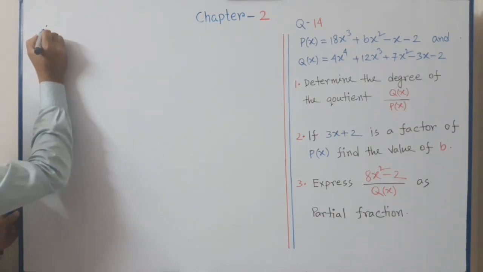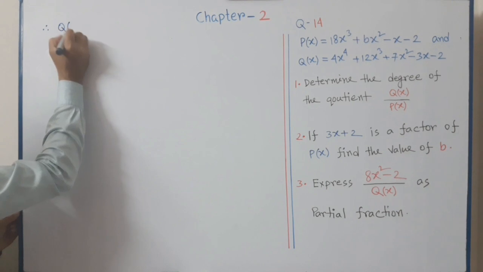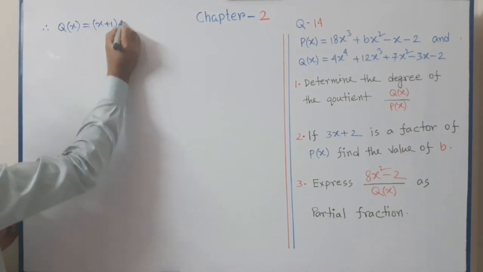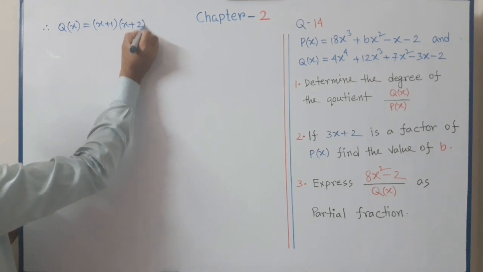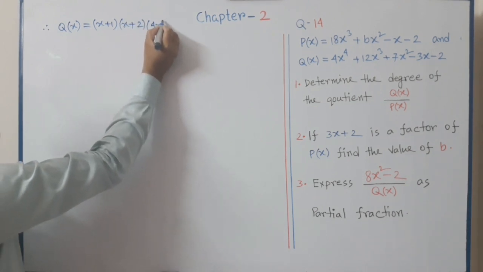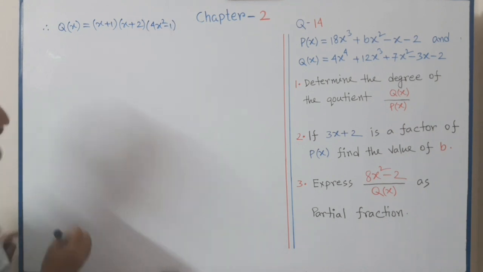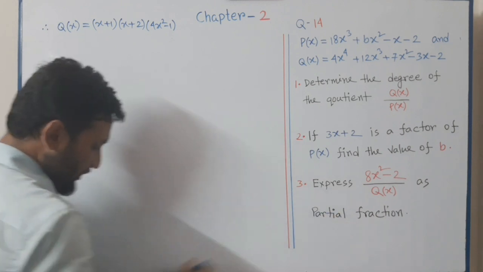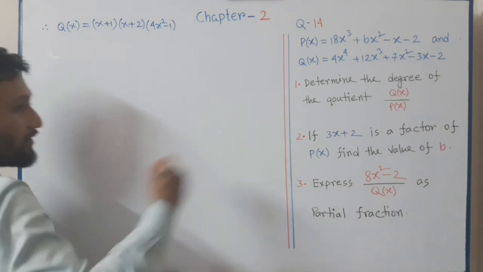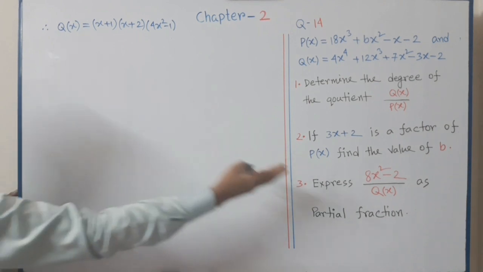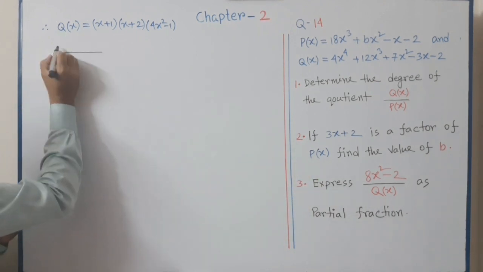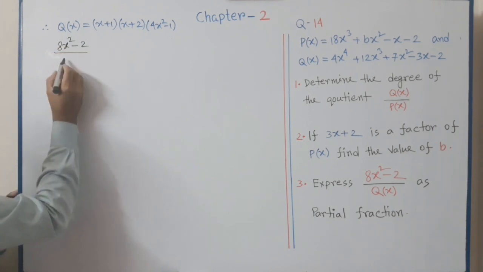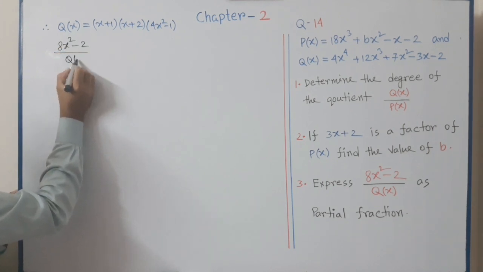Now by calculation we already got the factor form of q(x) is equal to x plus 1, x plus 2, and then 4x square minus 1. Okay, but we have to express this fraction as a partial fraction. So now write the fraction from the given question. Here see that 8x square minus 2 divided by q of x.